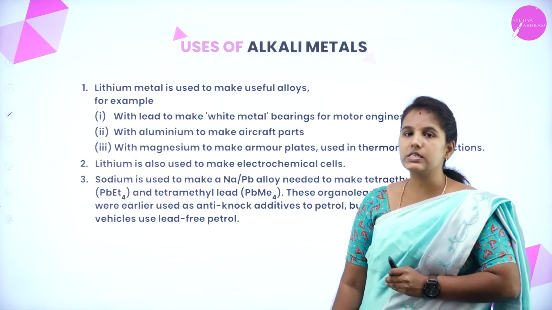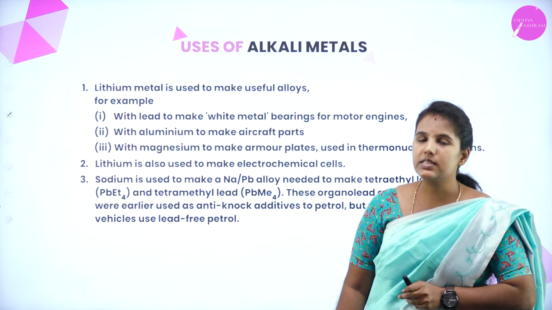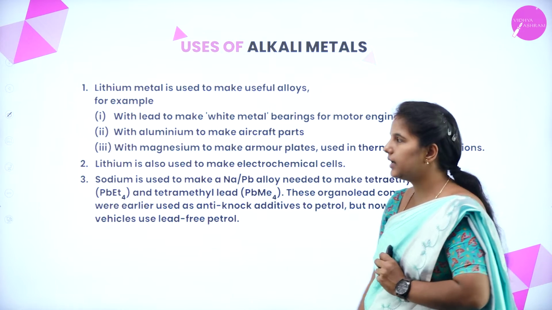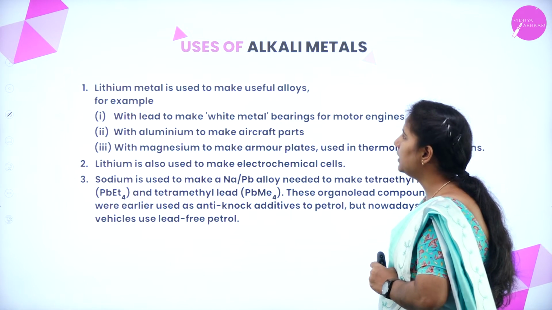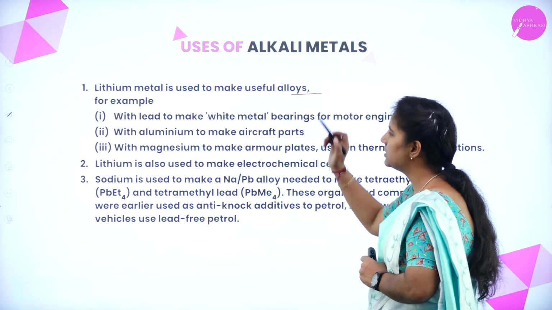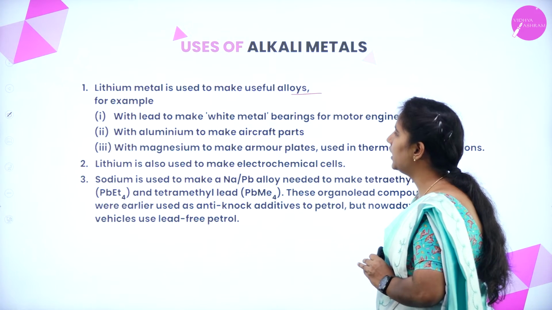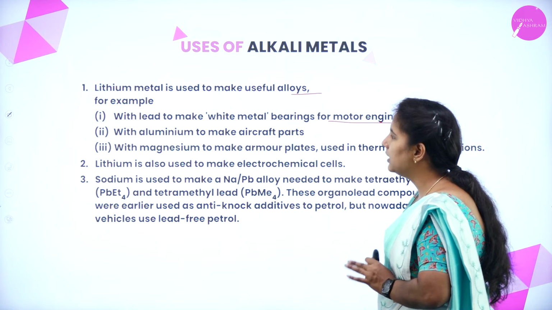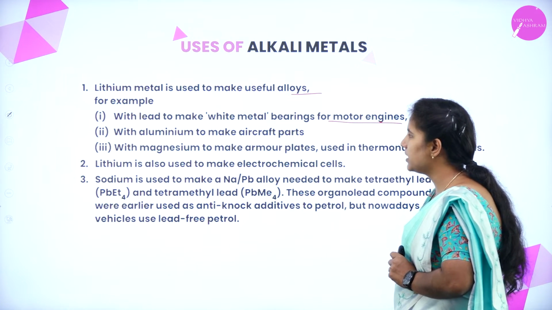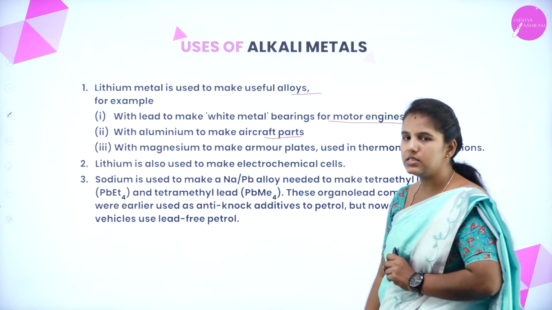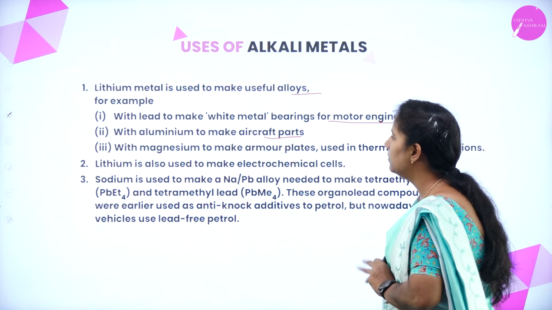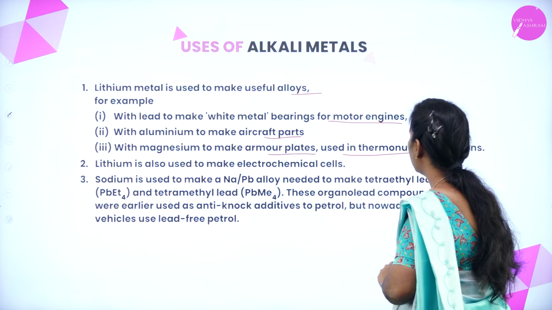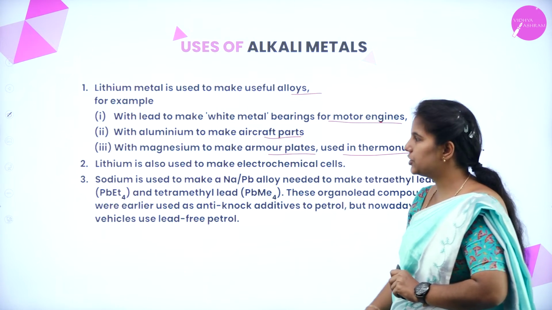Next is uses of alkali metal. Let's see where we are using these alkali metals, let us understand now. Lithium metal is used to make toys, and with lead to make a white metal bearing for motor engines, and lithium with aluminium makes aircraft parts, lithium with magnesium makes armor plates, and it is used in thermonuclear reactions.